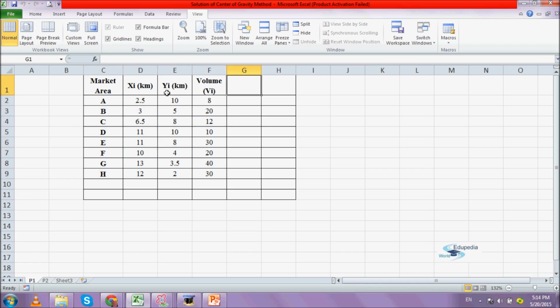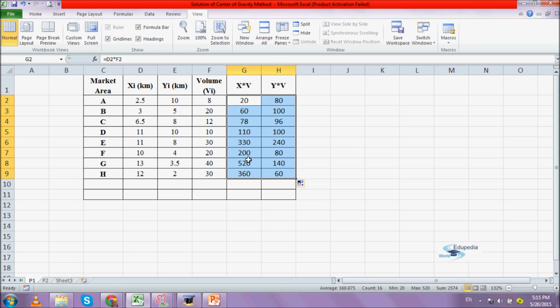First we need to find the product of the X coordinate and the volume. So here we will have X multiplied by V, and then we will need Y multiplied by V. Straightforward and simple. We'll take the product of the values under the columns Xi and Vi. That will give me the value 20, and in the same manner I can take the product of the values Yi and Vi here. This will give me the value for Y into V. I can drag this down to all the 8 market areas.